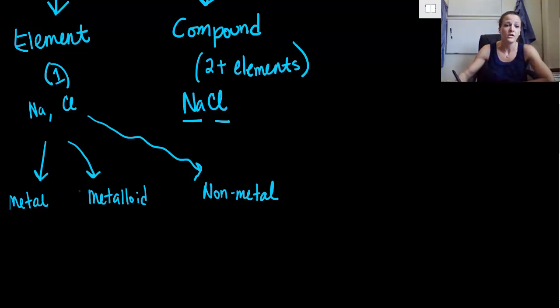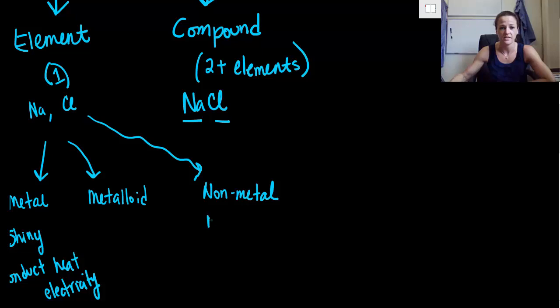A metal is something that has very distinct properties. A lot of times they're shiny, and a lot of times they can conduct heat, but more importantly, electricity. Whereas a nonmetal is typically something that is not shiny, cannot conduct heat, so no heat, and cannot conduct electricity, so no electricity.